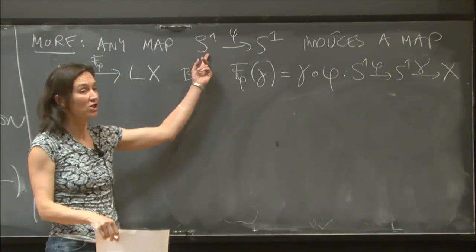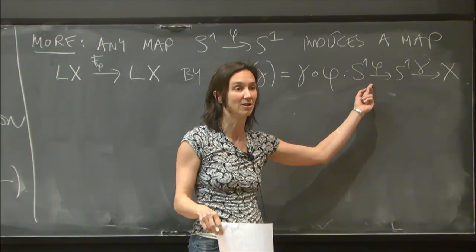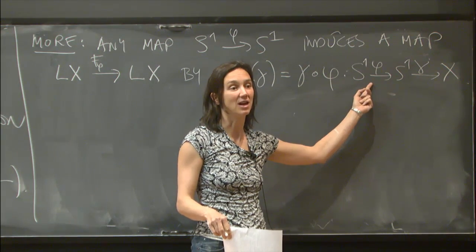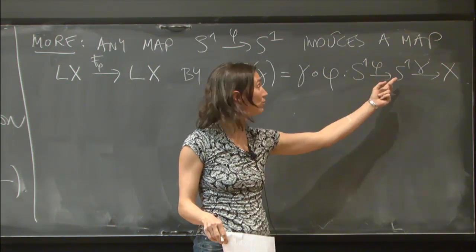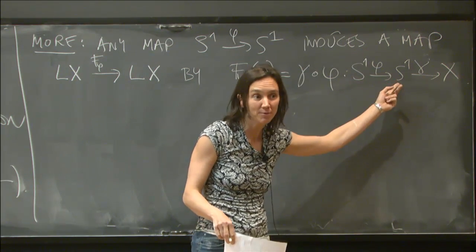Here, I could do rotations and flips as examples, because I could rotate S1, or I can flip S1. Do you mean just homeomorphisms, or do you mean all continuous maps? I mean any continuous map, yeah. I can precompose by any continuous map. I could do the trivial map, for example.